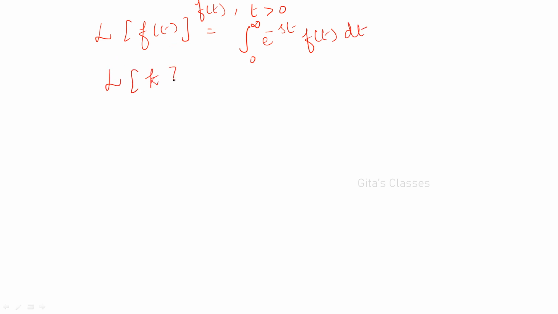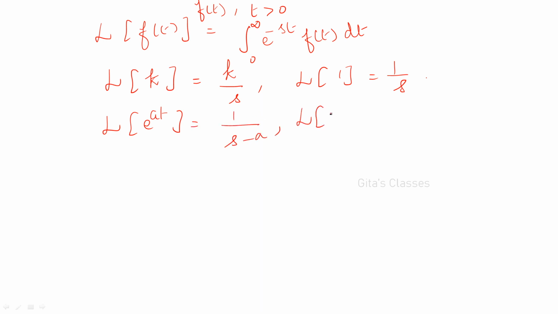And in the previous class we found L of k is equal to k by s. Therefore, if you substitute k equal to 1, L of 1 is equal to 1 by s. And L of e power at is equal to 1 by s minus a. And L of e power minus at is equal to 1 by s plus a.